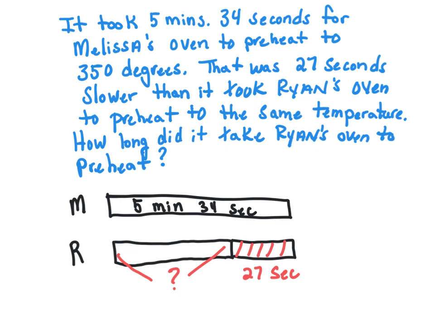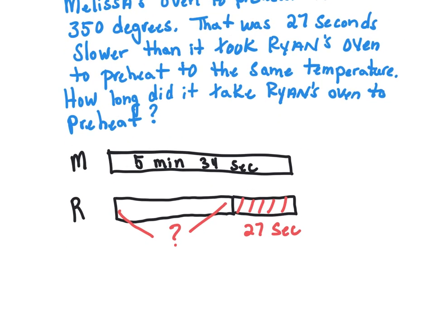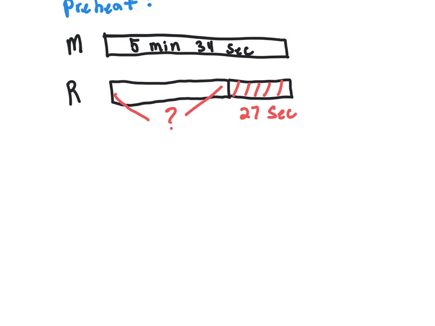All right, so let's move this up a little bit. Oh, everything's moving up. There we go. Okay, so let's make our subtraction here. We have 5 minutes and 34 seconds, and we're taking away 27 seconds. Now this one is going to work out.